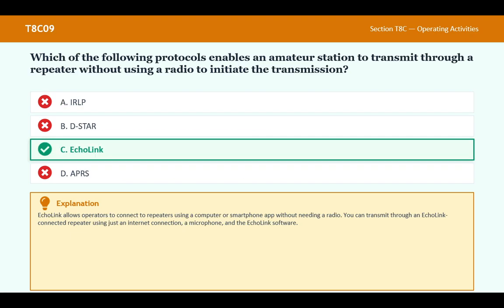Which of the following protocols enables an amateur station to transmit through a repeater without using a radio to initiate the transmission? C. Echolink. Echolink allows operators to connect to repeaters using a computer or smartphone app without needing a radio. You can transmit through an Echolink connected repeater using just an internet connection, a microphone, and the Echolink software.